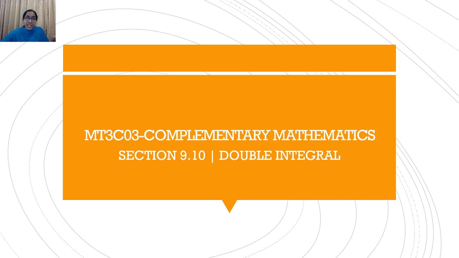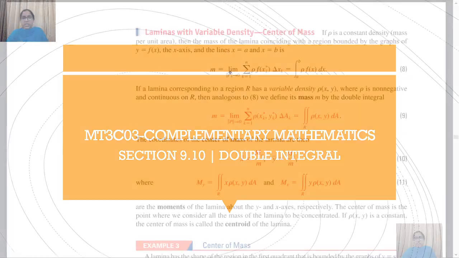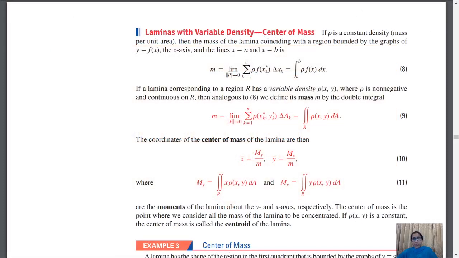So I have said that laminas have some mass and density. What we are going to do is derive or find the formulas for calculating the mass and the centroid and so on in this lecture. So let us see the formulas corresponding to them. We have laminas with variable density or center of mass.